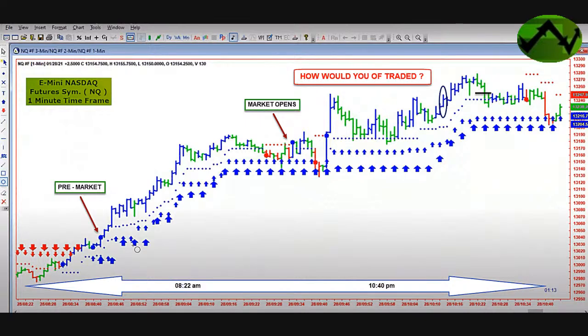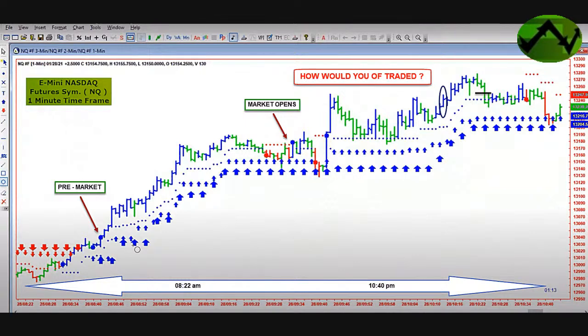Okay, so let's take a look here. If you look right here where it says pre-market, we have a pre-market buy signal at about 8:40, and it's a confirmed buy signal. Everything's blue: a big blue dot, a blue bar, and everything's blue. You see that? Now this is pre-market, before the 9:30 open.